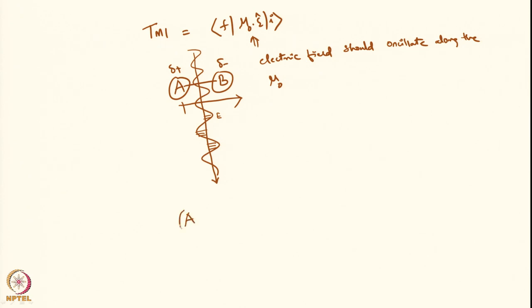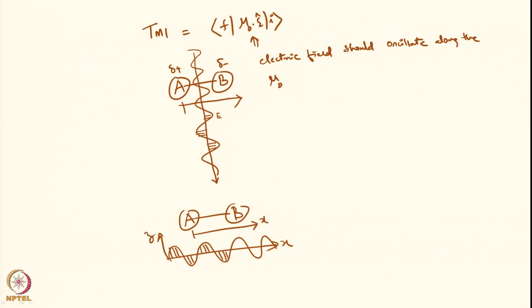However, if you have A and B, and if your direction of propagation is like this, and your electric field is like this, and your dipole moment is like this. Okay. So, dipole moment is along, let us say, x axis, and the propagation of light is along x axis, then your electric field will be along z axis, let us assume. So, this is my z axis, then of course, x dot z will be equal to 0. Therefore, the transition will not take place. Okay. So, it is not only that the mu naught must be non-zero, but the electric field must be aligned along the permanent dipole moment to have the transition. That is this TMI.